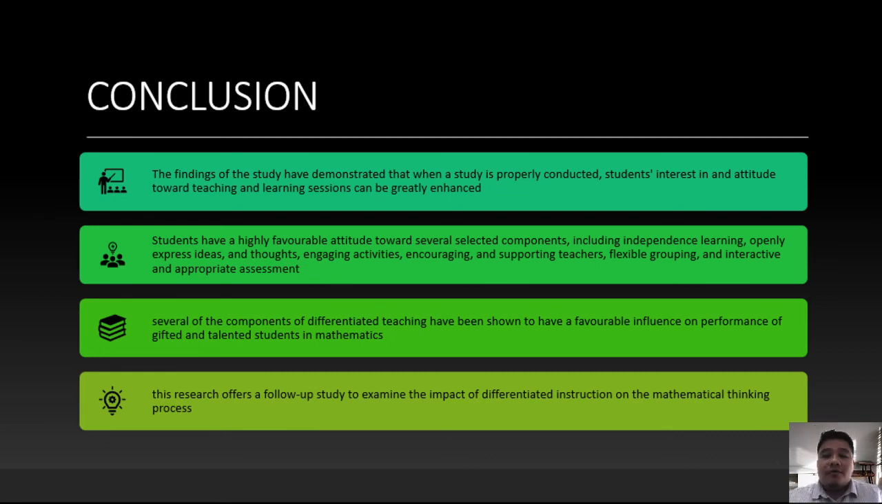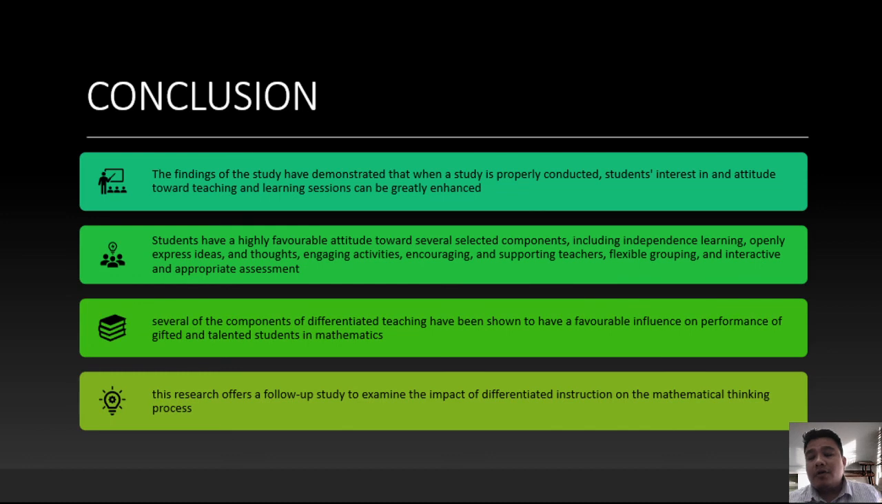So for the conclusion, ladies and gentlemen, the findings of the study have demonstrated that when a study is properly conducted, student interest and attitude toward teaching and learning sessions can be greatly enhanced. They have highly favorable attitudes towards several selected components, including independent learning, openly expressing ideas and thoughts, engaging activities, an encouraging and supportive teacher, flexible grouping, and interactive and appropriate assessment. Several components of differentiated instruction have been shown to have a favorable influence on the performance of gifted and talented students in mathematics. So that is my conclusion for this research.